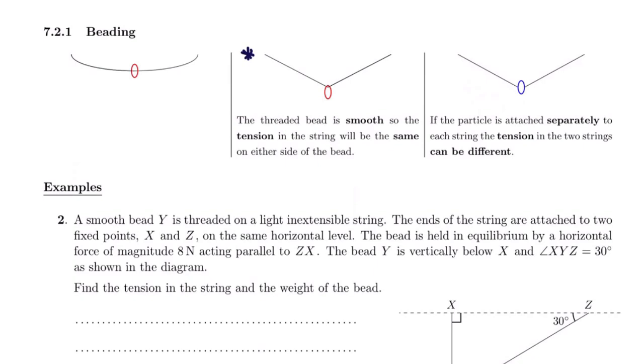The other situation, this one, is where your bead is attached to 2 strings. So it's actually tied to 2 strings. Now, in this case, depending on the situation, the tension could be different in both of the strings. So we're just going to have a little look at 2 questions.